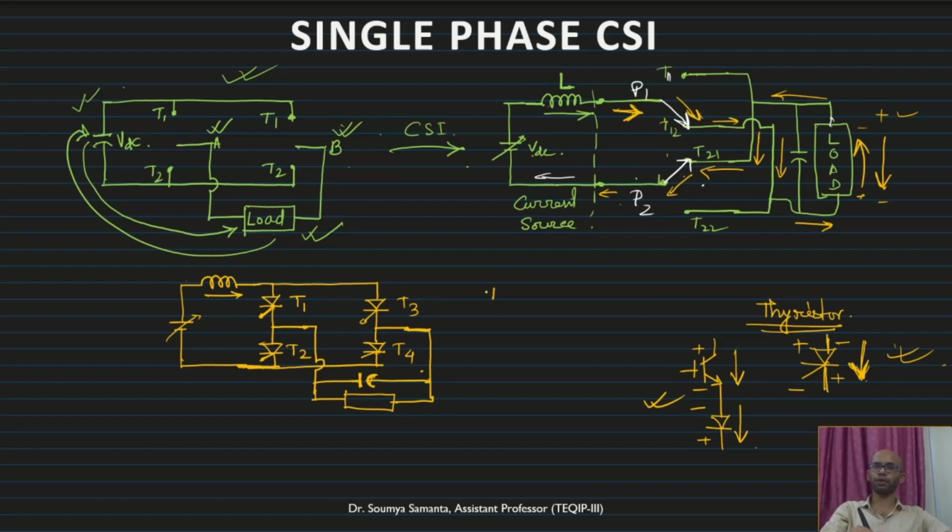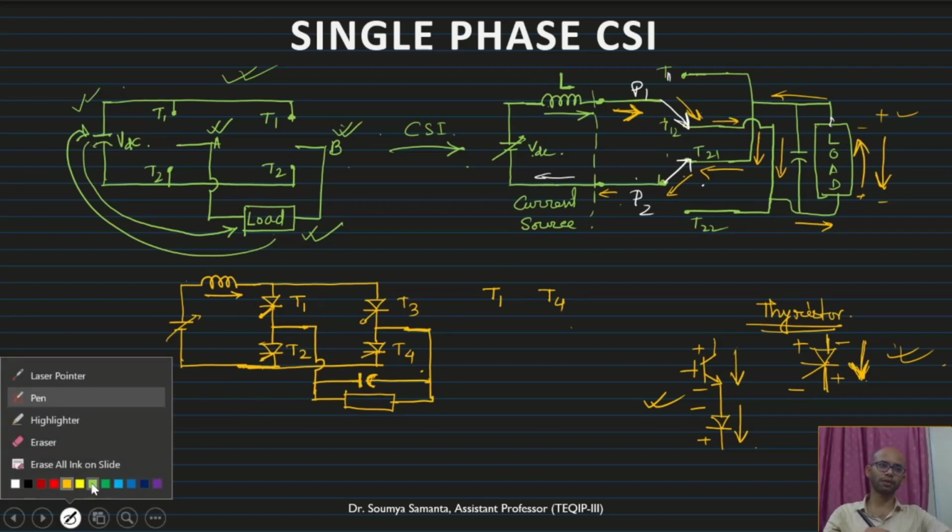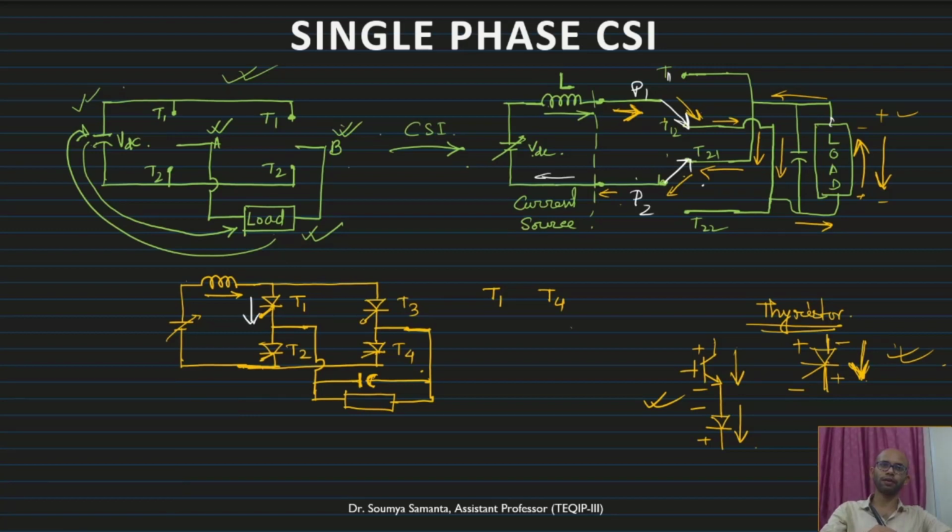Now if T1 and T4 are under conduction, so let me change the color. Let me take it white. So this is the direction of the current, this is the flow of current, and this will be the flow of current. Here it will return and this will return here. So this is the flow of current for one half, when they are turned on.